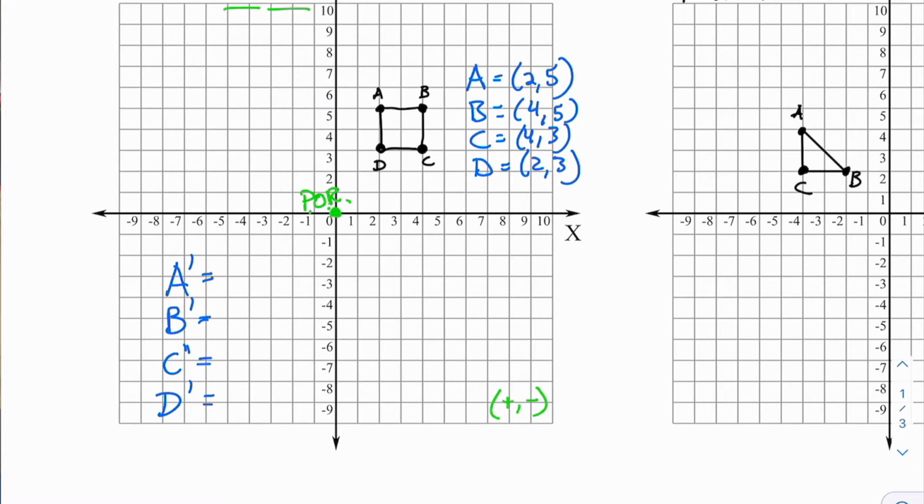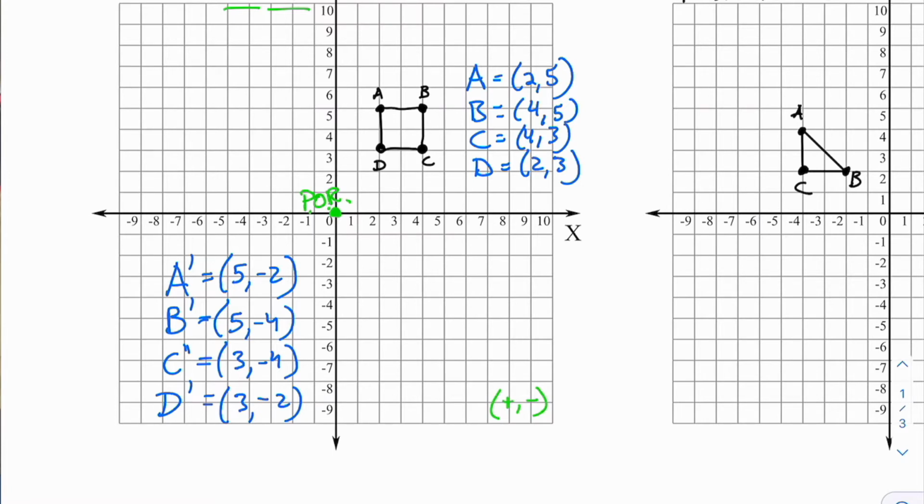Okay, so we're going to swap those. So in A, it's going to be 5 and 2. B, it's going to be 5 and 4. C, it's going to be 3 and 4. And then D, it's going to be 3 and 2. Now we need to make the signs match. So again, for quadrant 4, it's going to be a positive and negative. So I'm going to put a negative on all of these. And now I'm ready to plot these points.